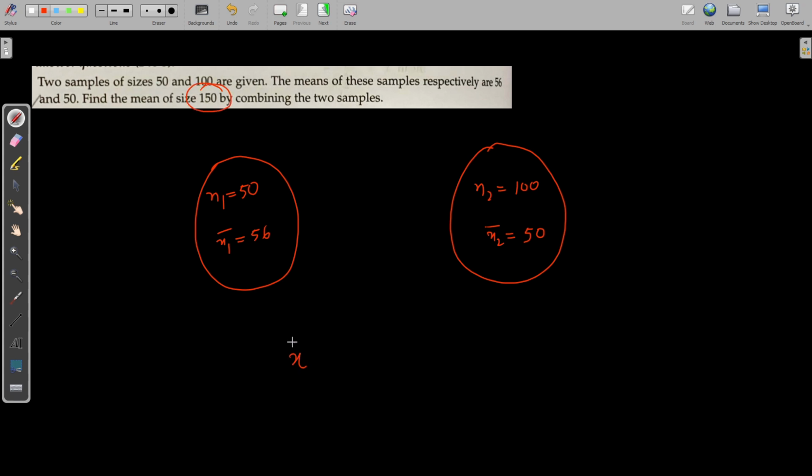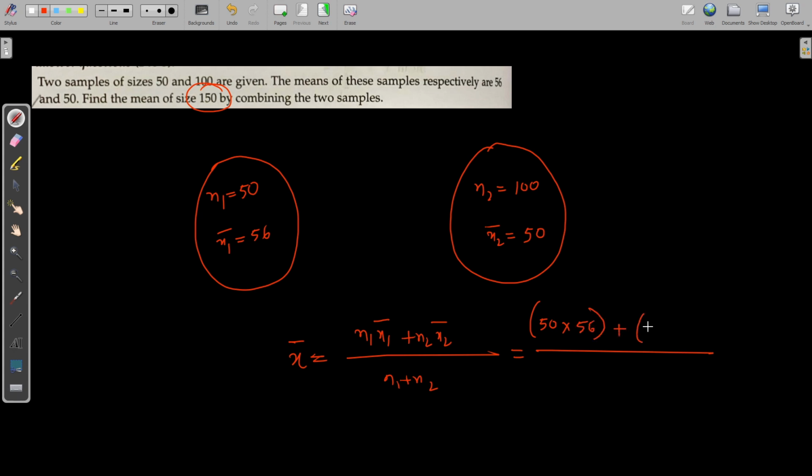So we already understood how to find the combined mean. It's very easy. It is n1 x1 bar plus n2 x2 bar divided by n1 plus n2. N1 is 50, x1 bar is 56. Then we have n2 is 100, x2 bar is 50, divided by 150.